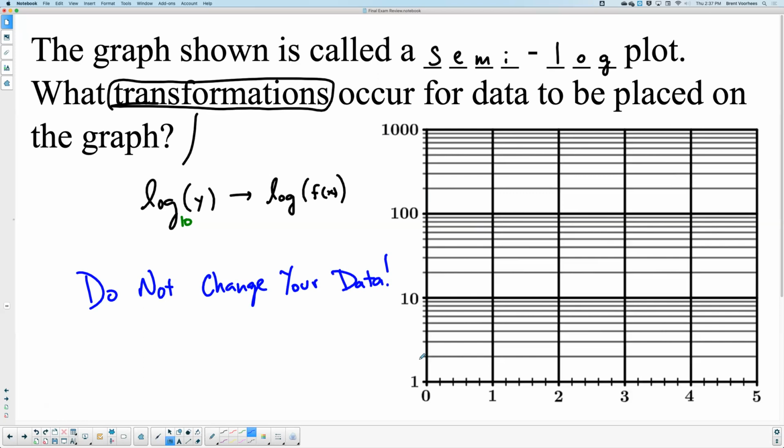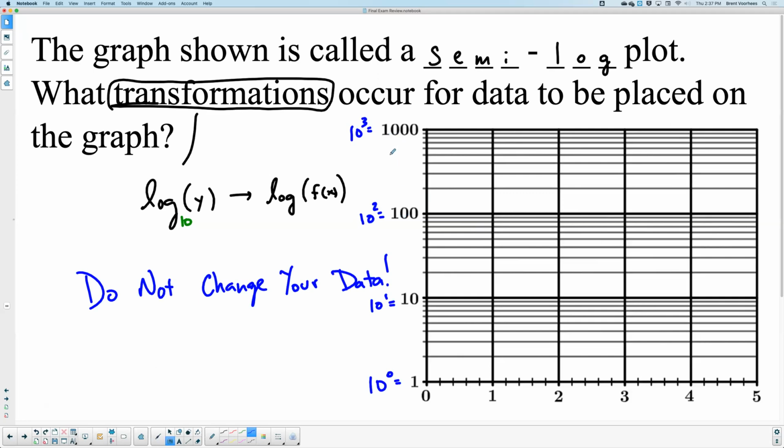Now, I want to point out, why is it 1, 10, 100, 1,000? Because they count by powers. 1 is the same thing as 10 to the power of 0. 10 is the same thing as 10 to the first. 100 is the same thing as 10 squared. You see how these lines, this bold line, this bold line, this bold line, they're counting by powers. Does that make sense? That's how it works.